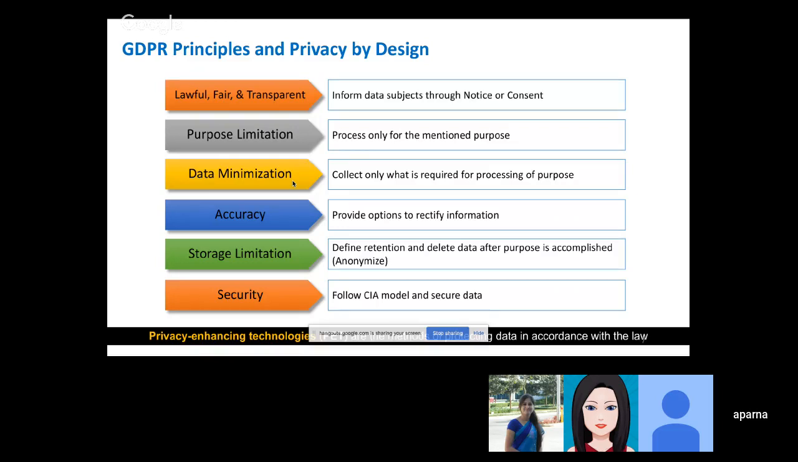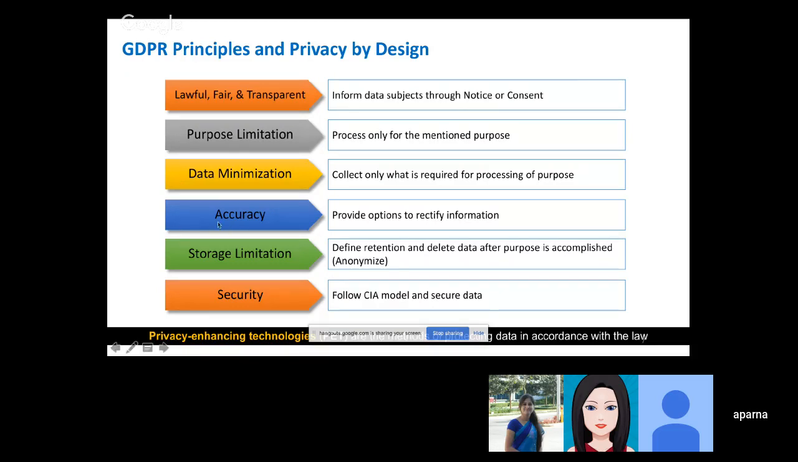So if I am requiring only your phone number, I don't need to know your age, your gender, or any other thing. We have a habit of collecting more data so that we can use it in future. But with privacy coming in, it has to be reversed. We have to collect only what is required for the processing.